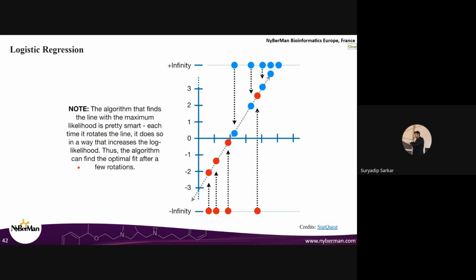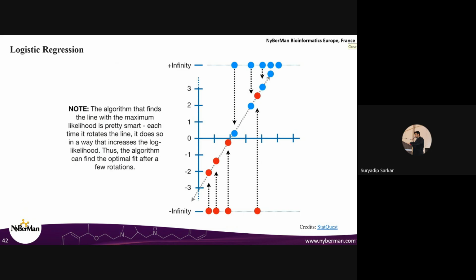Naturally, if every time you are getting a small increase in the log likelihood, you can fit the most perfect line with the maximum log likelihood after a few optimal rotations. That is what this algorithm is written to do. It does not randomly try different slopes and different intercepts. It figures out different slopes and intercepts that will actually make the log likelihood better.